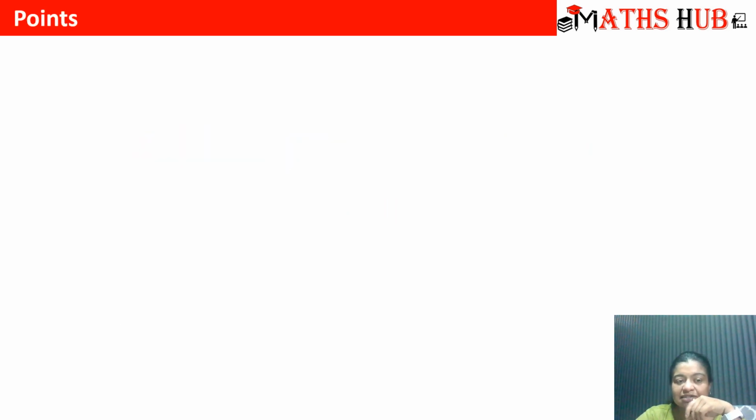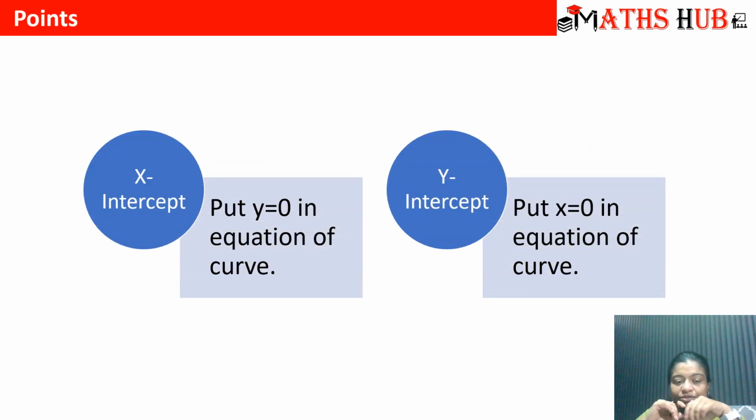So let us understand the concept of points. Whenever in a curve we have to calculate the x-intercept or the y-intercept: to calculate the x-intercept, we can put y equal to 0 in the equation of the curve. That will give us some values of x and that will be the x-intercept. Similarly, to calculate the y-intercept, we need to put x equal to 0 in the equation of the curve and that will give us certain values of y which will be the y-intercept in the curve, right?